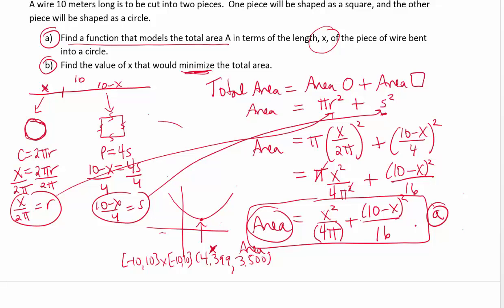And what does the question want to know? It says find the value of x. So it just wants to know what x was, and that's this 4.399. And units on this, since we were using a wire that was 10 meters long, this must mean that we need to cut our x at 4.399 meters to form the circle, and then the remaining length would form the square, and that's going to give us our minimum total area.